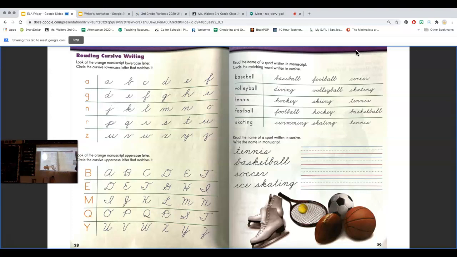Is this a question about our lesson? Okay. Yes. Manuscript is just normal writing, the way that you have always written up until this point. The proper name for that is manuscript. Sometimes it's called print. Okay, basketball. We're just going to use our best manuscript writing to write the word.